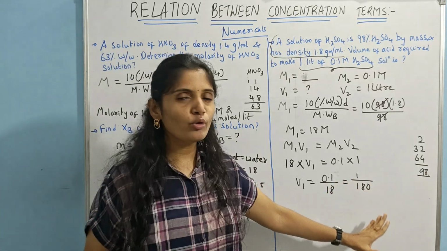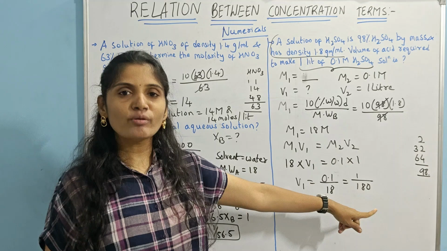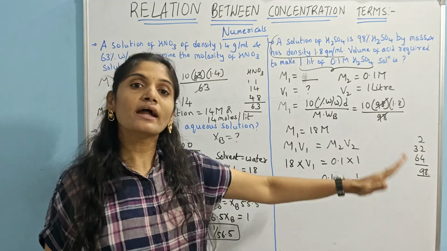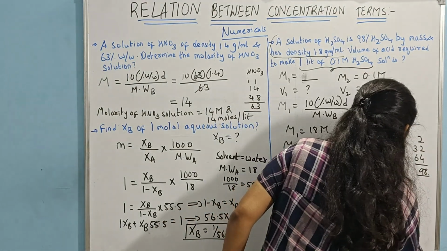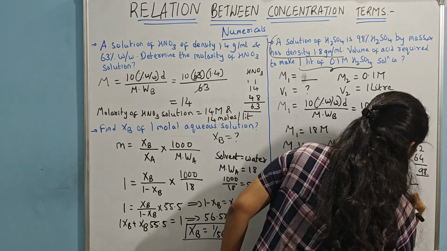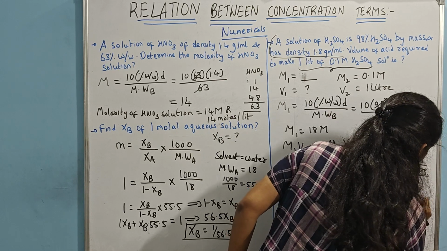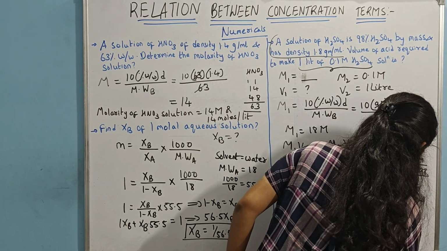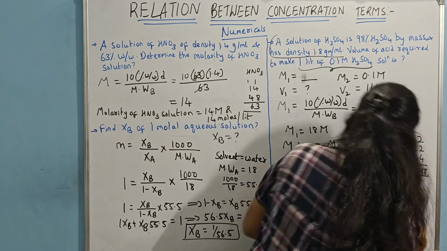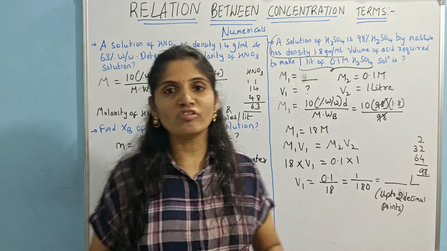I have calculated up to here. You people are very good in math, so you can do this division part and get the answer. Please take care that the answer should be written up to how many decimal points? Up to 2 decimal points. Do this calculation, do this division and write the answer up to 2 decimal points.